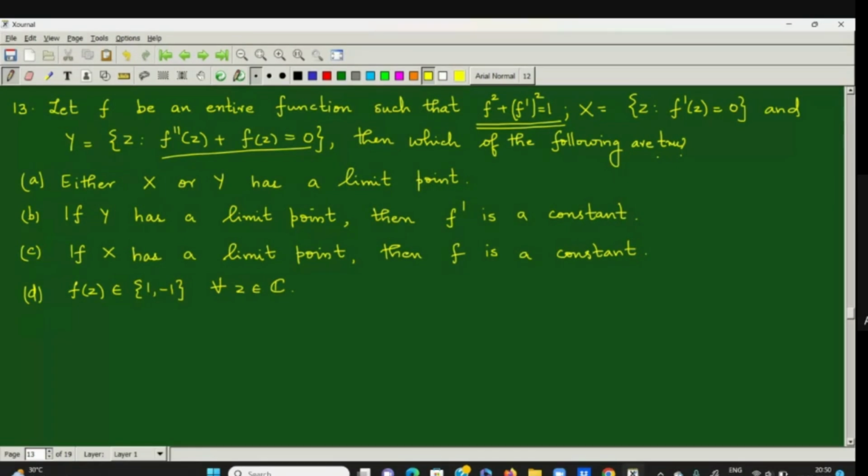Ma'am, B and C. Think a little bit. B and D. Ma'am, we have to differentiate. Tell a function satisfying all statements. Consider f equal to sin z. What is this? sin squared z plus cos squared z is one, right?